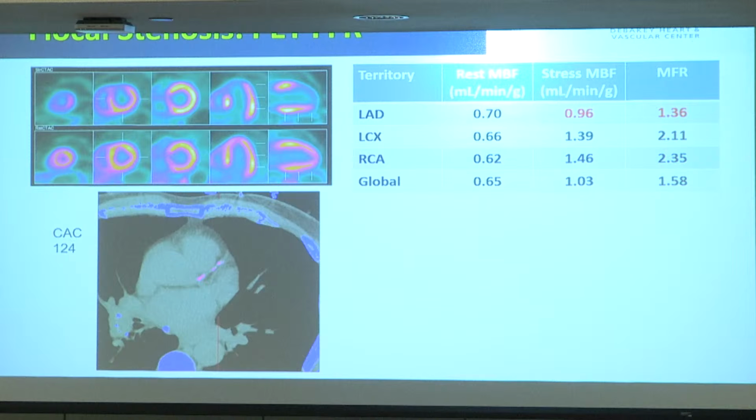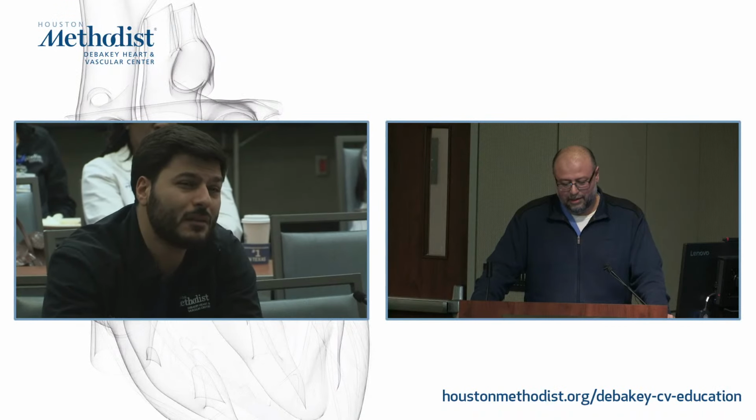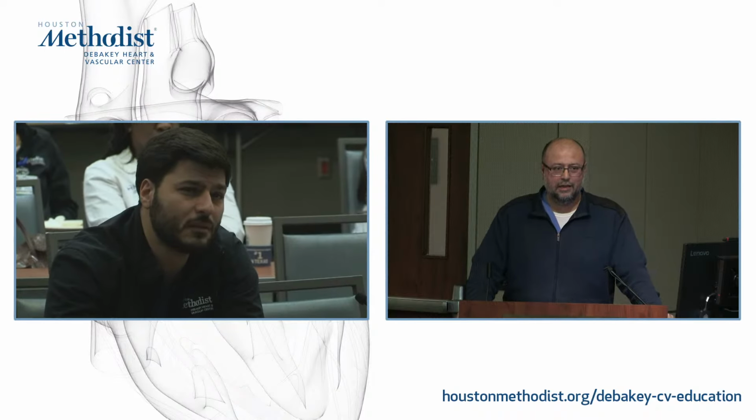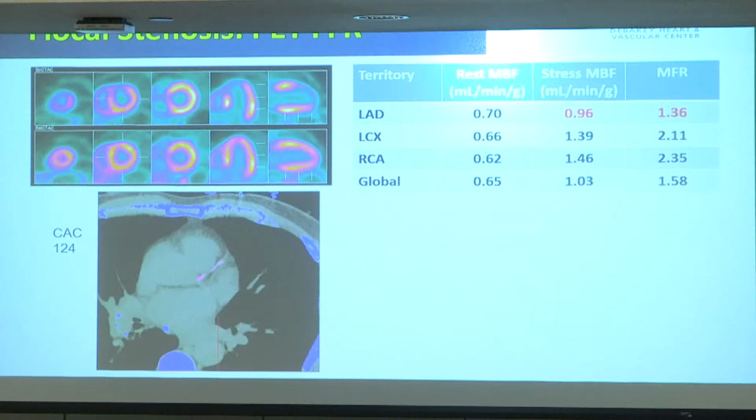And what about the flow now? Looks like the flows are only low in the LAD territory and normal in the circumflex and the RCA. So it's much lower in the LAD compared to what we see in the other territories. You can see the flow reserve. The global is reduced, but that's partly because the defect is so large.